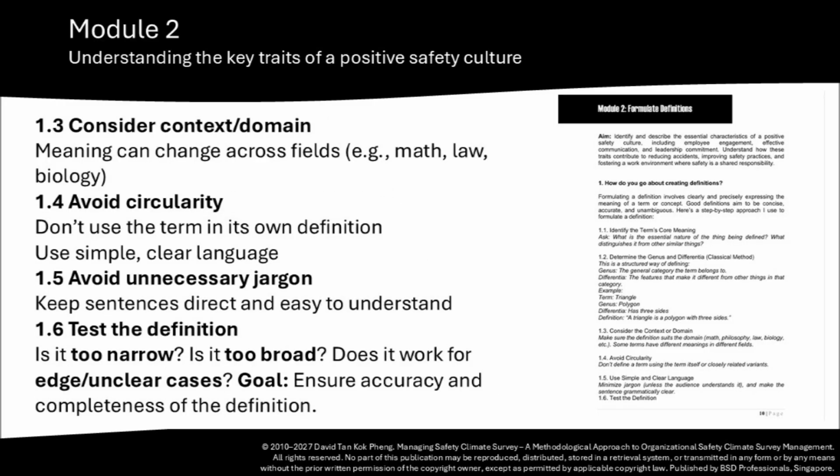1.3 Consider the context or domain. Make sure the definition suits the domain, such as mathematics, philosophy, law, or biology. Some terms may have different meanings in different fields. 1.4 Avoid circularity. Do not define a term using the term itself or closely related variants. 1.5 Use simple and clear language. Minimize jargon unless the audience understands it, and ensure the sentence is grammatically clear.